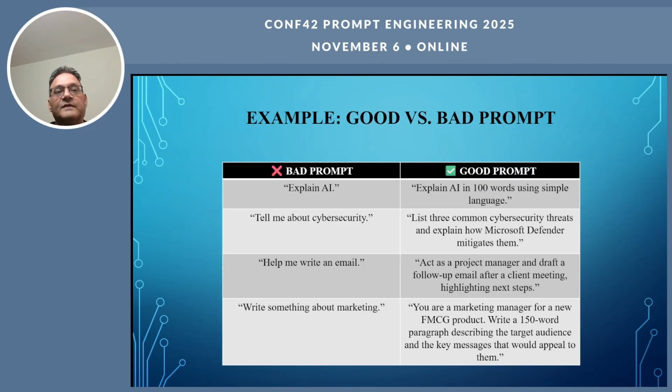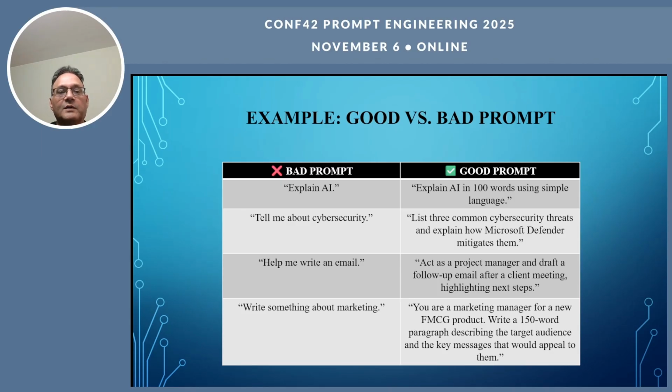Now, let's see some examples. Good versus bad prompt. You can see here, if you just give the instruction "explain AI," it is very weak and the scope is very wide. You will get very generic output. But in order to give a good instruction, if you mention "explain AI in 100 words using simple language," it will give you the desired results with a specific limitation. So this is one example.